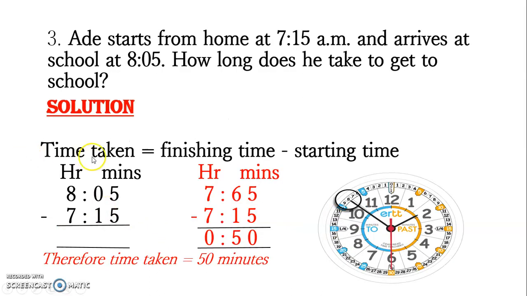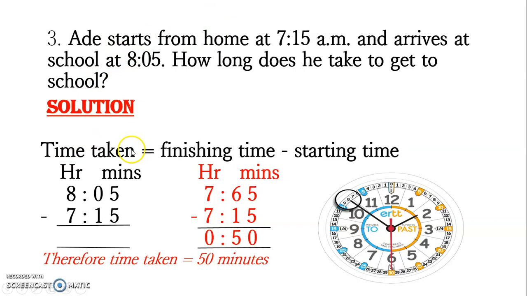Next example. Here it says, Ade starts from home, meaning Ade left home, is embarking on a journey from home to school. So Ade starts from home at 7:15 a.m. and arrives at school at 8:05 a.m., still in the morning. How long does it take to get to school? Now we are trying to find the time taken from point A to point B. Point A is Ade's home and point B is his school.